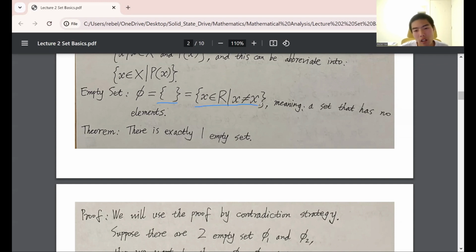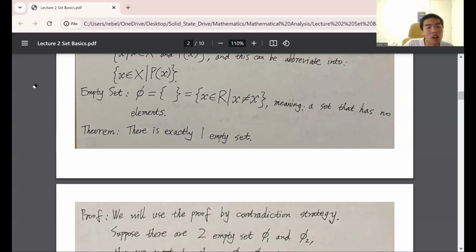Or you can also define it in this way, where R denotes the real numbers. So it's all of the real numbers x such that x is not equal to x. Well, it's impossible to have such an x, since any x must equal itself. So in this way, we can also define the empty set. And it just means a set that has no elements. That's its formal definition.